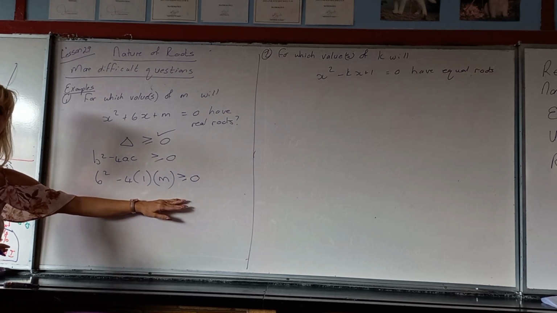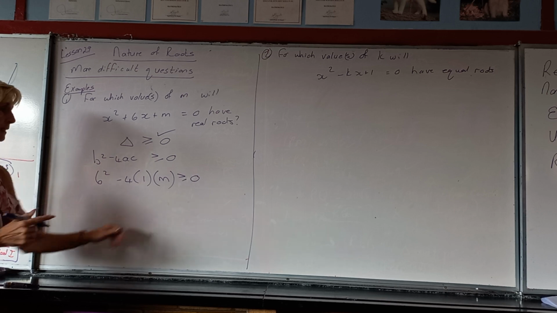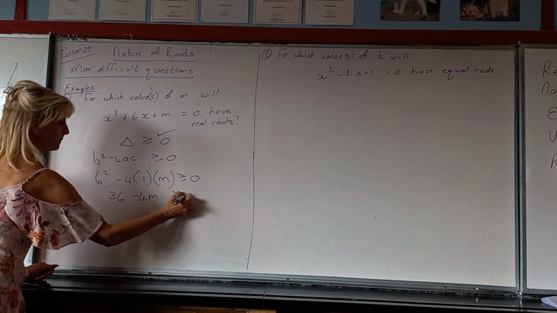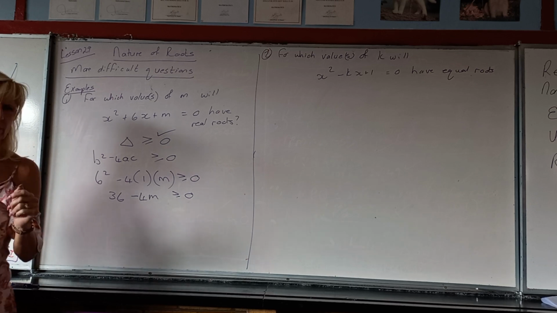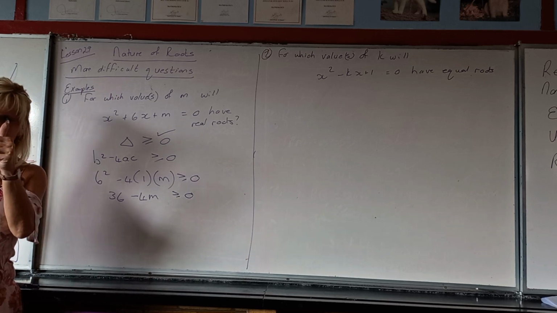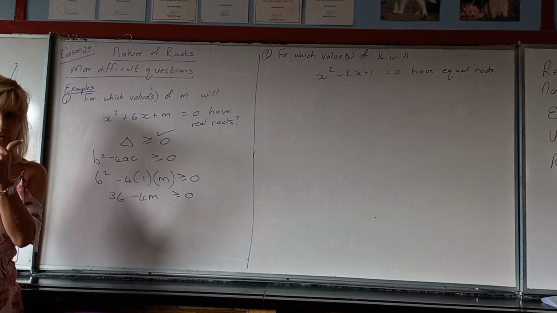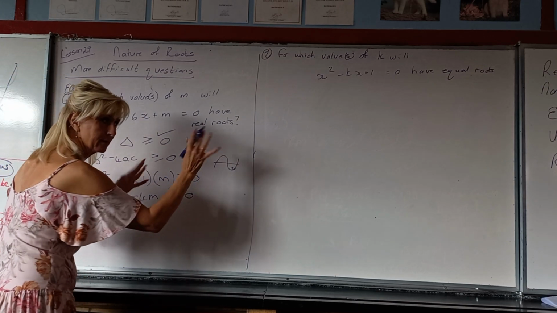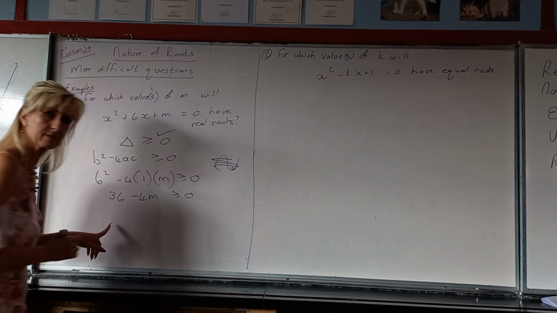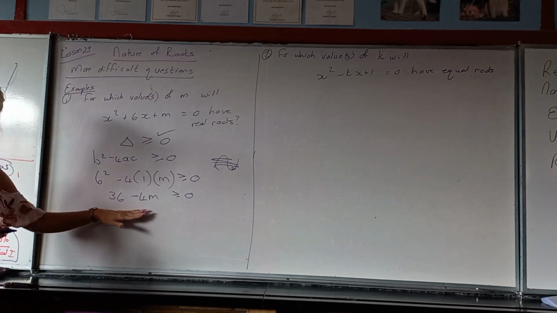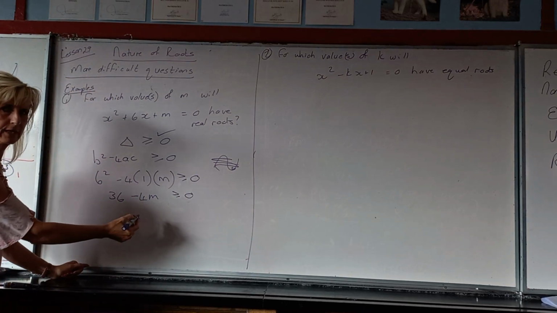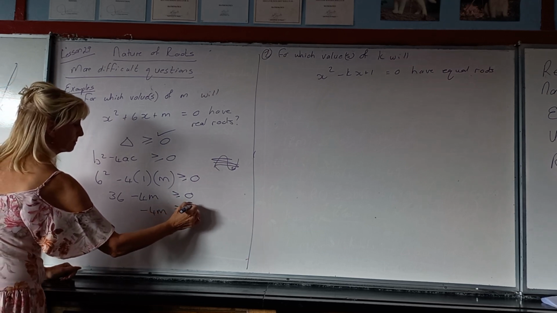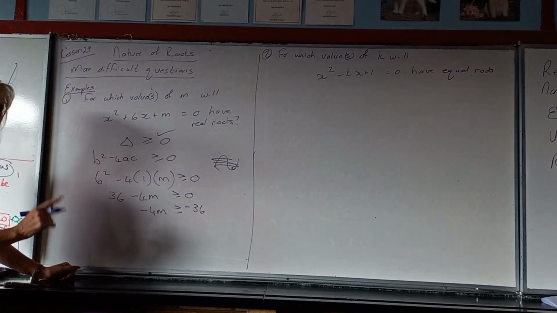An inequality. What type of inequality? Let's just look at it. 36 minus 4m. What type of inequalities do you know? Linear, quadratic. Is that it? This is linear. So how do I solve linear? Take the 36 across. Why do I take the 36 across?